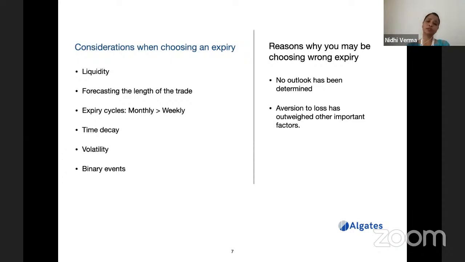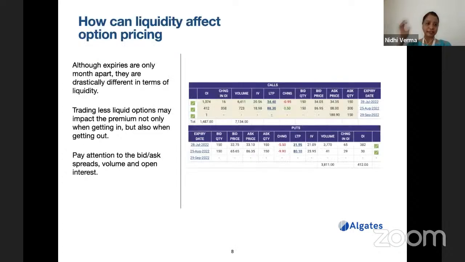Some people are like, I don't want to take a loss, whatever happens. So it outweighs all the other factors. When you are trading in risky assets, you cannot say that I will not take a loss in this particular trade, because that will happen. So you have to consider all the other factors and then choose your expiry. And another thing is liquidity. This is very important. So let's look at the next slide.